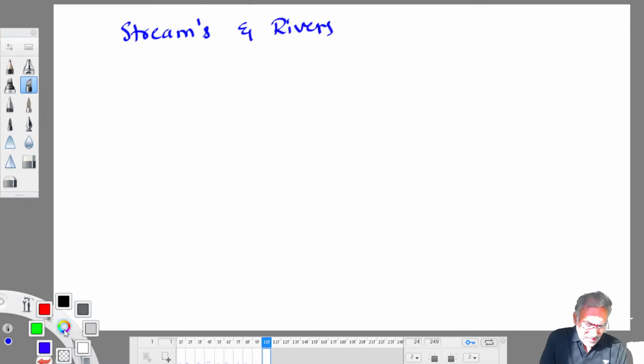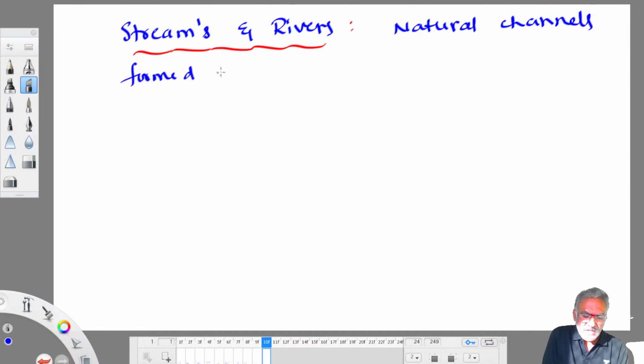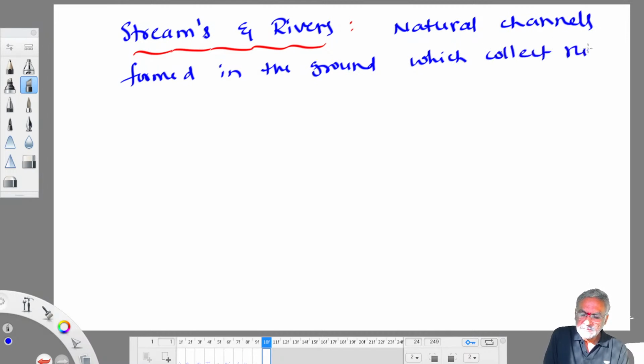The streams and rivers are natural channels formed in the ground, which collect runoff water from the catchment and carry it.